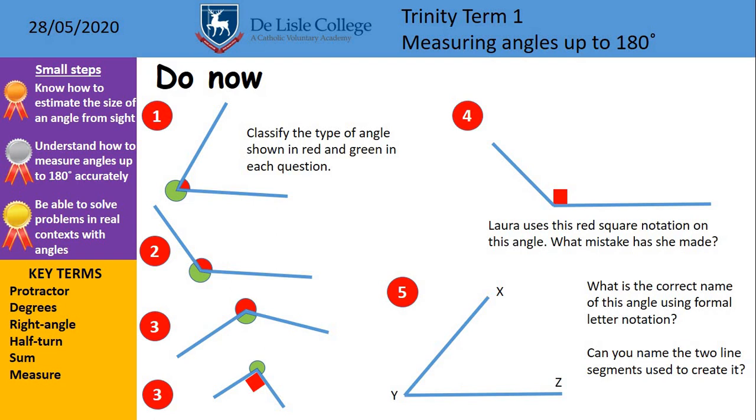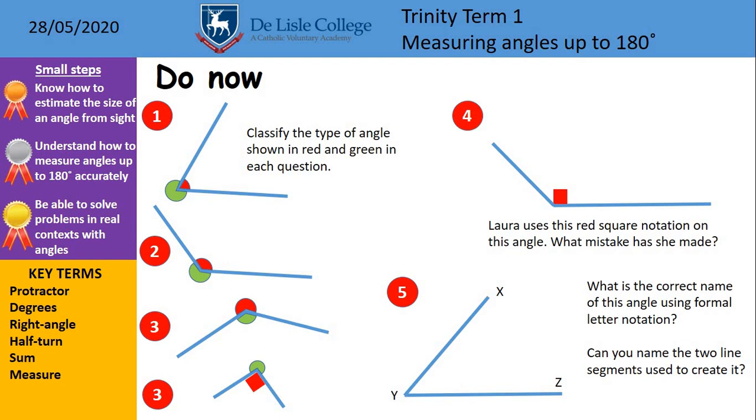So your do now task is there. You're going to classify the type of angle shown in red and green in each question. Remember our types of angles: we've got acute, obtuse, reflex and a right angle. You don't need to measure them, simply tell me which angle those are and answer those 5 questions for me. So pause the video while you do that, and then we'll put up some answers.